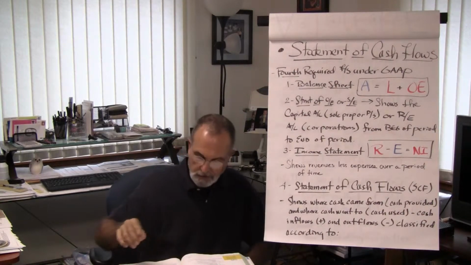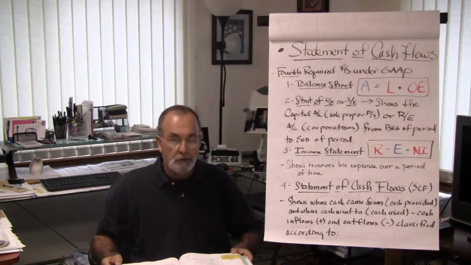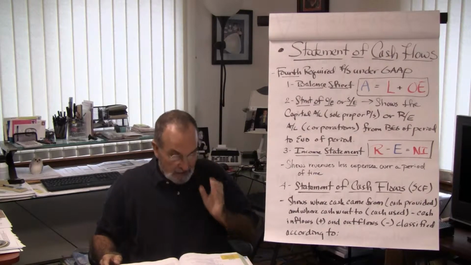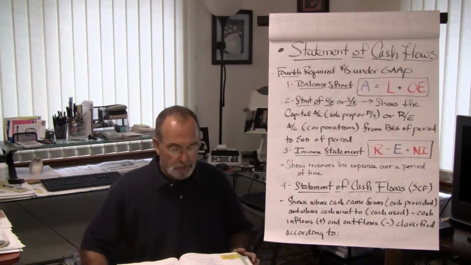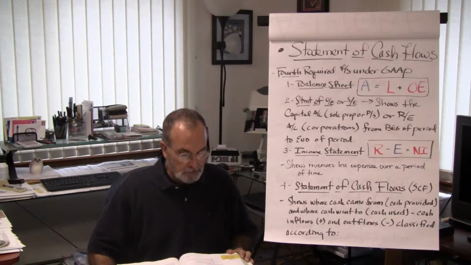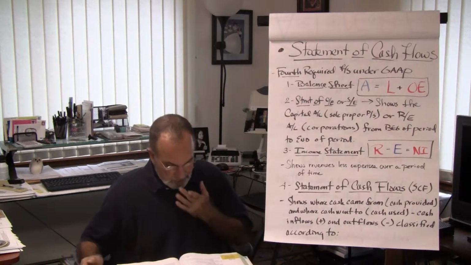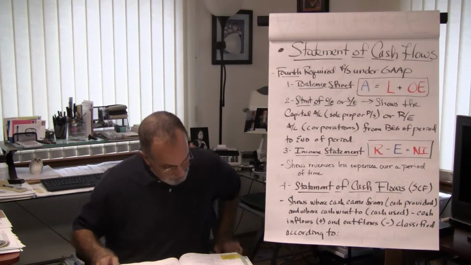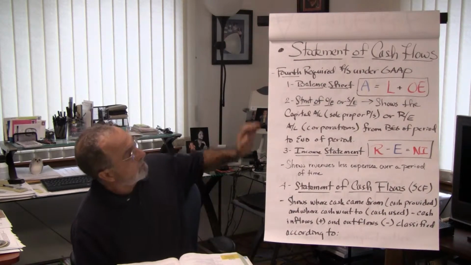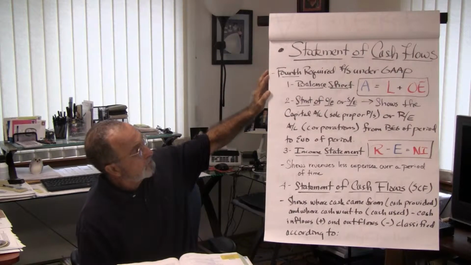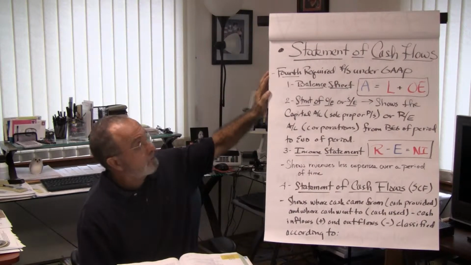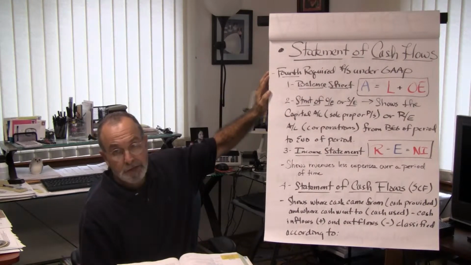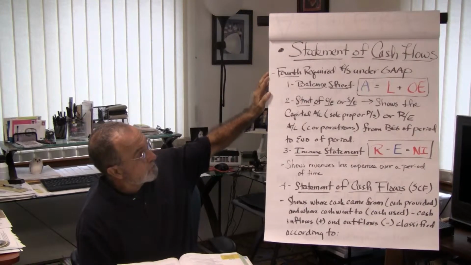Aloha, welcome back. We are on chapter 12, and the title of chapter 12 is Reporting and Interpreting the Statement of Cash Flows. In short, chapter 12 covers the Statement of Cash Flows. The Statement of Cash Flows is the fourth required financial statement under generally accepted accounting principles.